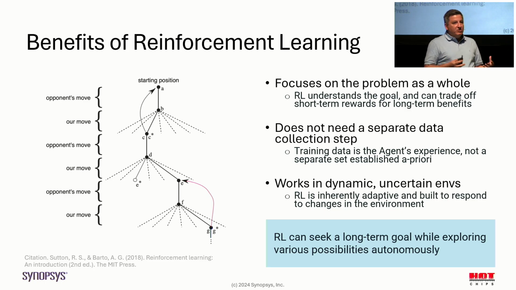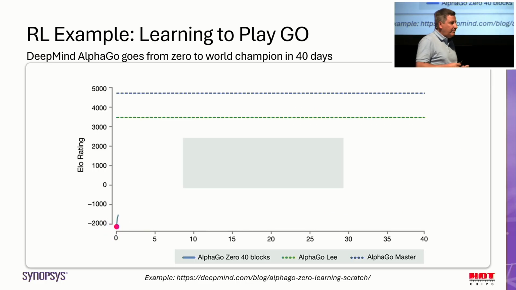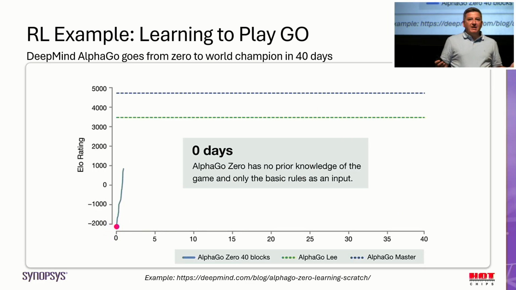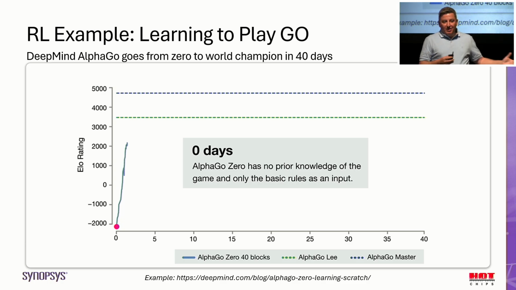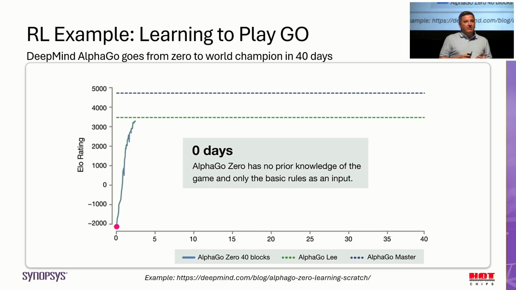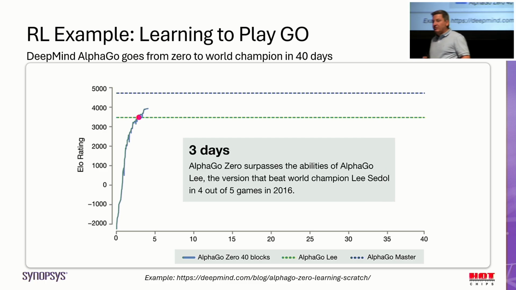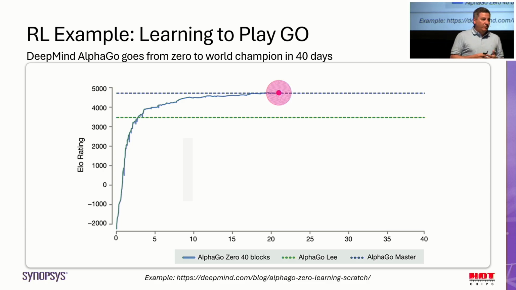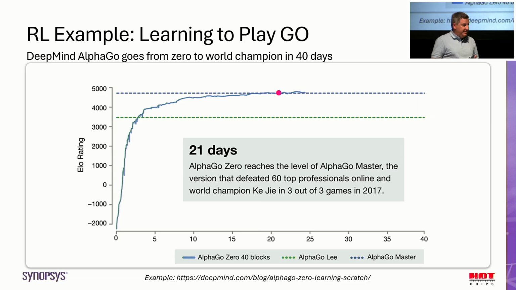Ultimately, with reinforcement learning, we can seek long-term goals overall while exploring possibilities autonomously. And autonomously is, I think, the operating word here. Perhaps the most famous example of this that everybody saw several years ago was the system that was able to teach itself how to play the game of Go, starting from zero knowledge and only observing the outcome of playing the game against itself, reaching, of course, world champion status in a matter of days.